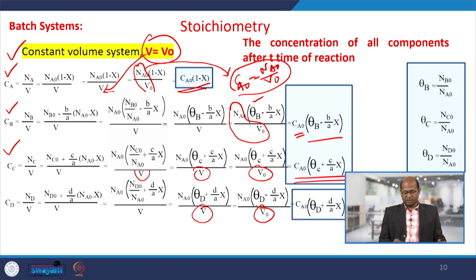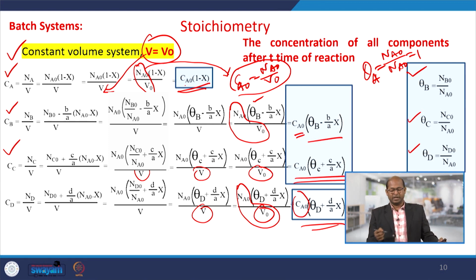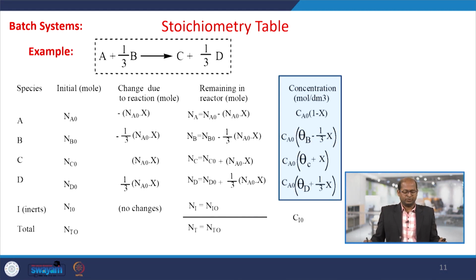N A naught by V naught equals C A naught. So these are the concentrations for the individual components that we can write. Here you can see what theta B and theta C indicate. Theta A we have not written, since it equals N A naught by N A naught, which is 1. Therefore we have not written it here, but we can write it that way also. So now, for the batch system, the table would be complete.